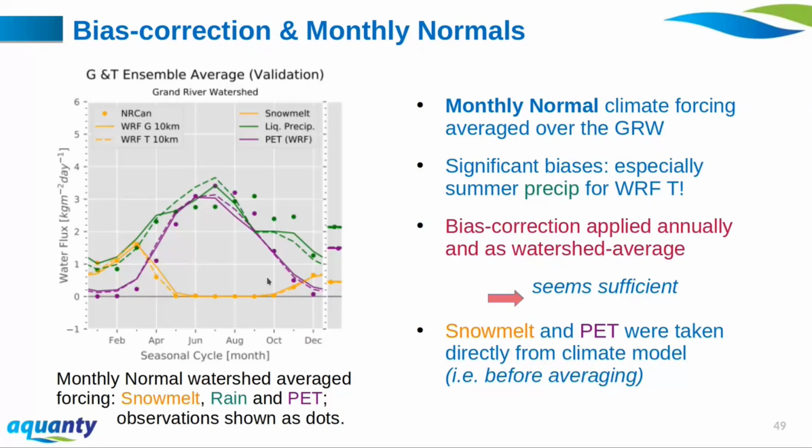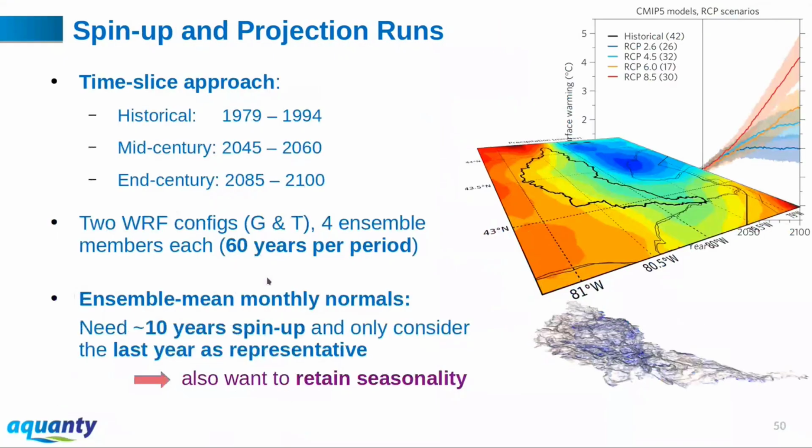Okay, so let's move on then. So the experimental setup. Here in this case, we did a time slice approach. So we did a historical period, a mid-century period, and an end-century period. Each of these periods is 15 years long. But for each of these periods, we have 4 ensemble members from WRF.